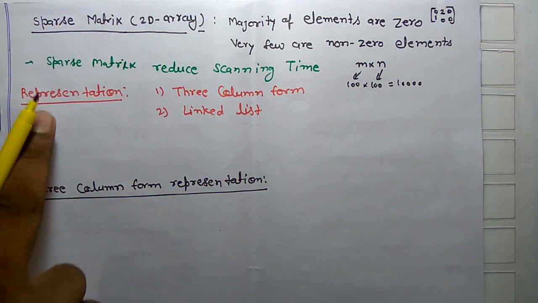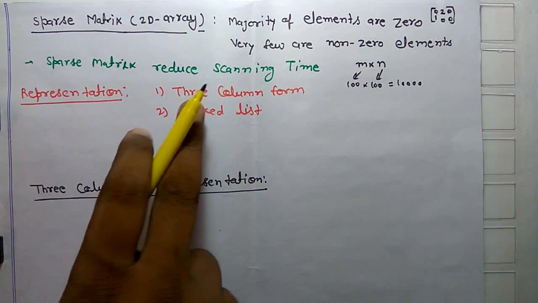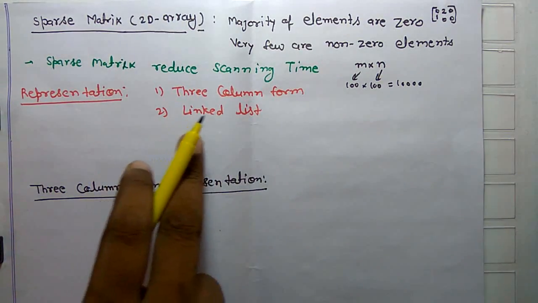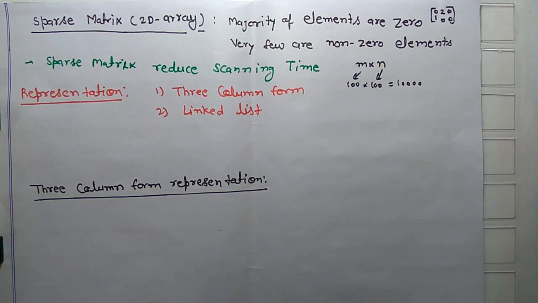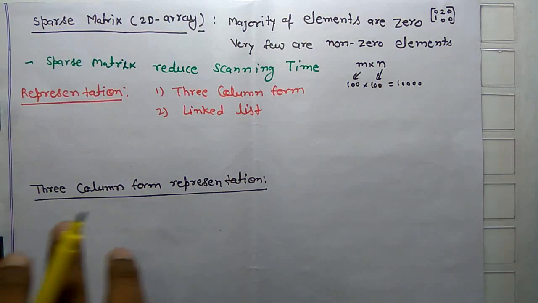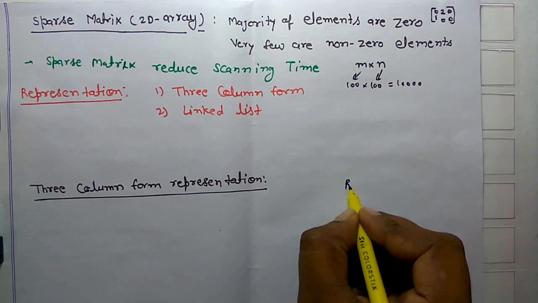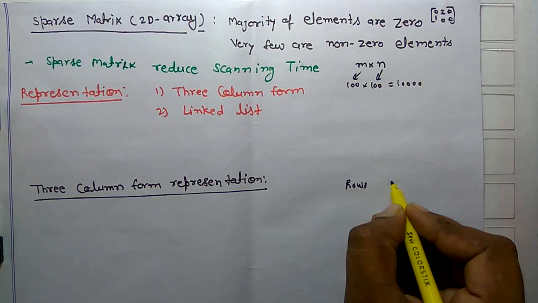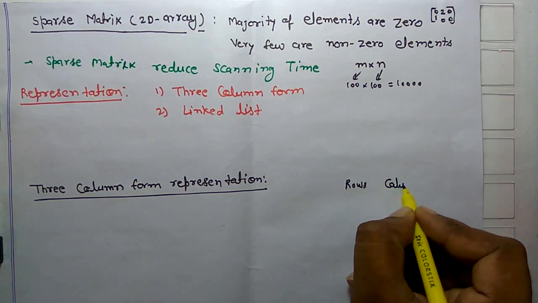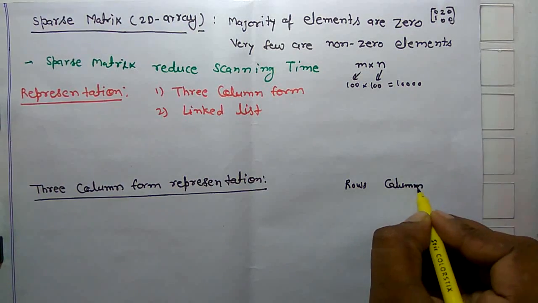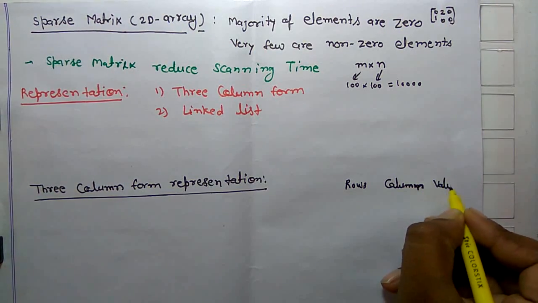A sparse matrix can be represented in two ways: 3 column form representation and linked list representation. In 3 column form representation, there are 3 columns: rows, column and value.